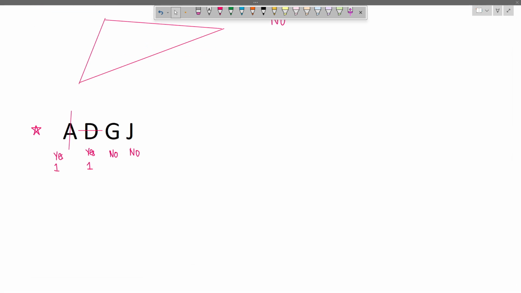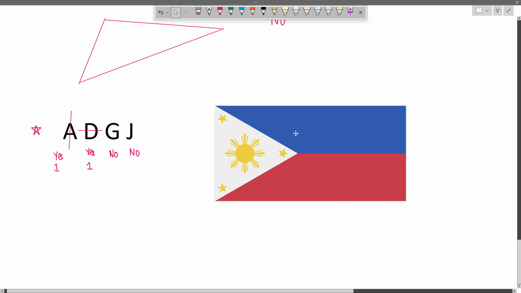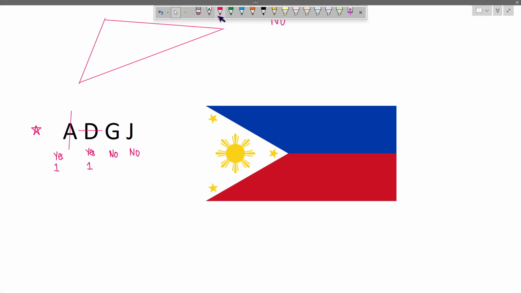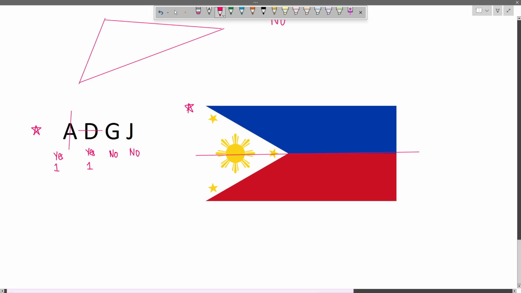Next, let's have the Philippine flag. So for the Philippine flag, with the images itself, we can say that it has reflectional symmetry here if we divide it here. So the figure on top is the same as what we have at the bottom, with regards to the images itself, right? But when it has horizontal reflectional symmetry, of course, except for the coloration. So this one is blue, this one is red.